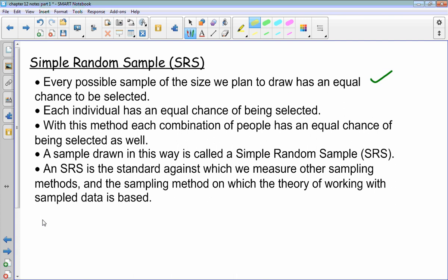Okay. So that is the number one sampling method that we're going to talk about. We'll talk about more next class, but truly understand what an SRS is. And then the last, we'll talk about other designs later.